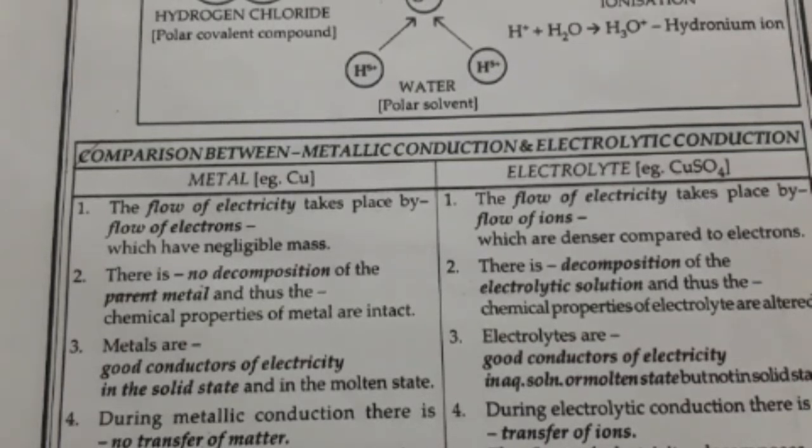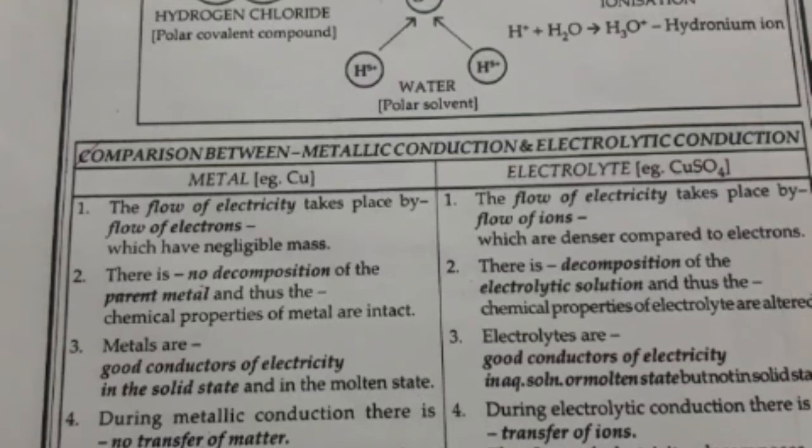Then one thing more: what is the difference between conductivity of a metallic rod and an electrolyte? That we will compare, and this is also important. Here we will take copper metal, a good conductor, and then we will take an electrolyte, aqueous copper sulfate, and compare the difference in conductivity. First, metals conduct electricity with the help of free electrons, whereas electrolytes conduct electricity with the help of free ions.